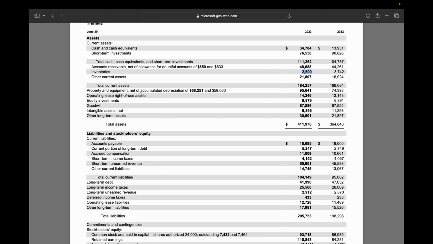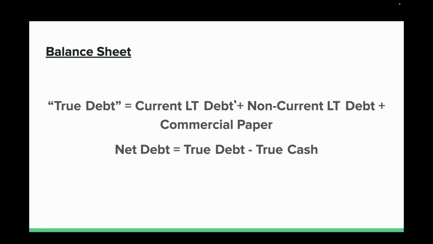Next, let's look at PP&E. Microsoft here has a PP&E of $95 billion. This is pretty self-explanatory. It would be things like machines, buildings, land, etc. that the company owns. PP&E are assets that the company owns that typically have a life of more than 1 year.